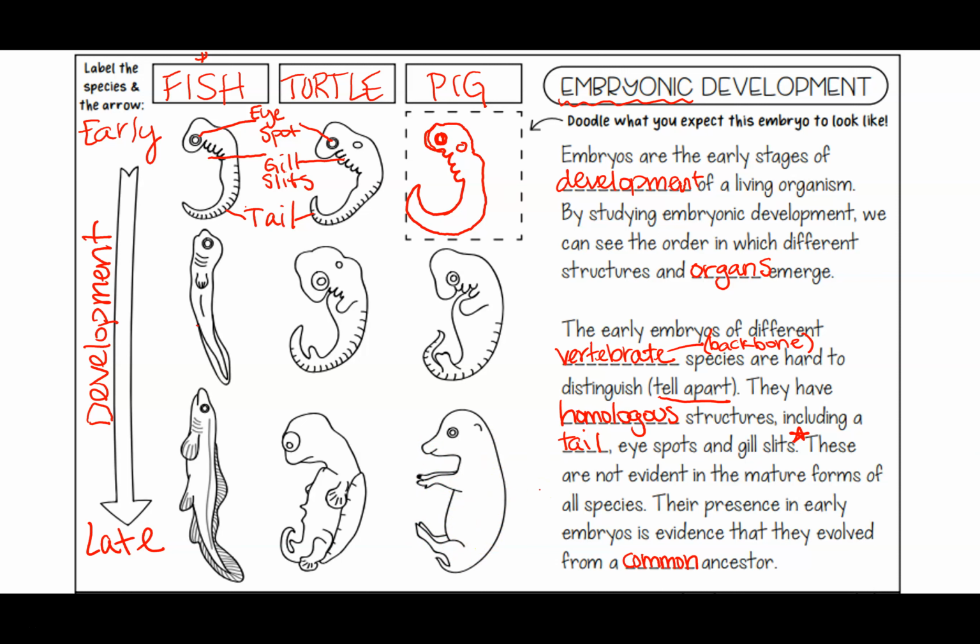All right, so that's what we want to be looking for here, because we have this right here. This is our evidence. This is what we're taking a look at as evidence of a common ancestor. All right, pause if you need to, but I'm going to show you a little bit more on embryonic development.